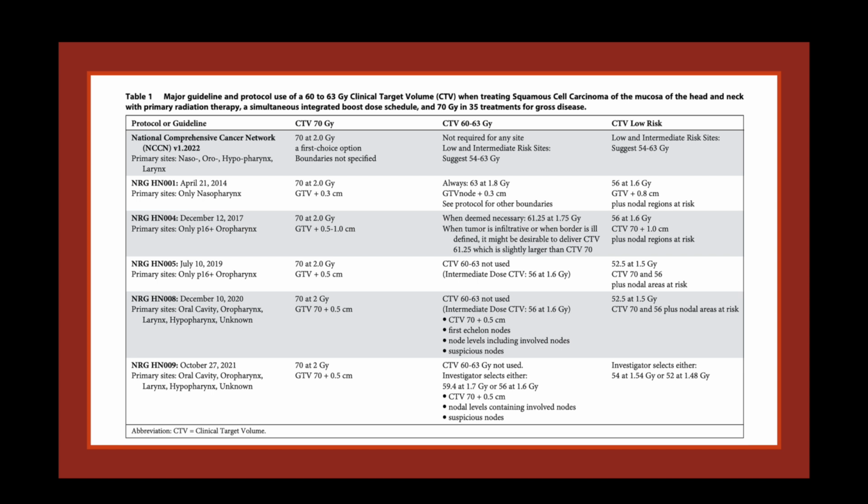This is a nice table showing the high, intermediate, and low risk dosing that's used across various protocols and guidelines. So they have the NCCN guidelines on here, as well as the protocols from different NRG trials. And as you can see, the high risk volume typically gets 70 gray in 35 fractions. The intermediate risk gets something along the lines of 60 to 63 gray. And then the low risk gets something like 52.5 to 56 gray. So 70, 63, and 56, all delivered in 35 fractions, is a very commonly accepted standard. And so I think that those are good numbers to keep in mind.